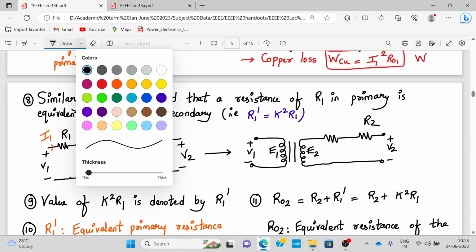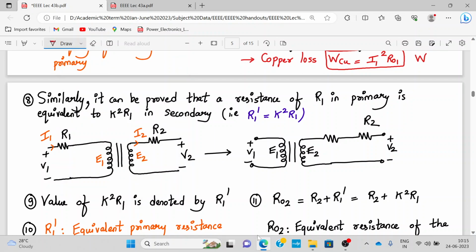Now let me add over here. When R1 gets transferred to the secondary, it is called R1 dash, and this is given by K square into R1. We are not going to prove how that happens; that's why it is written over here. It can be proved that a resistance R1 in the primary is equivalent to K square into R1 in the secondary. So we have to remember that whenever any primary winding resistance is transferred to the secondary, it is multiplied by K square.